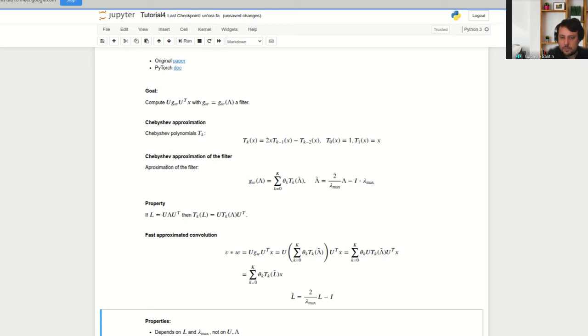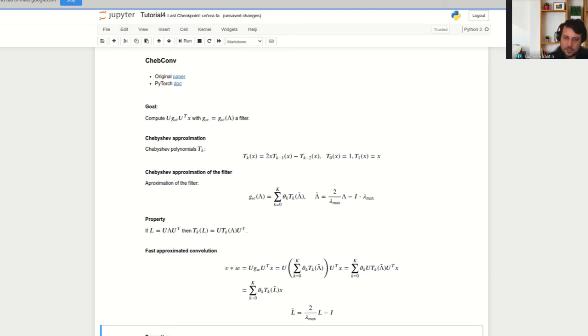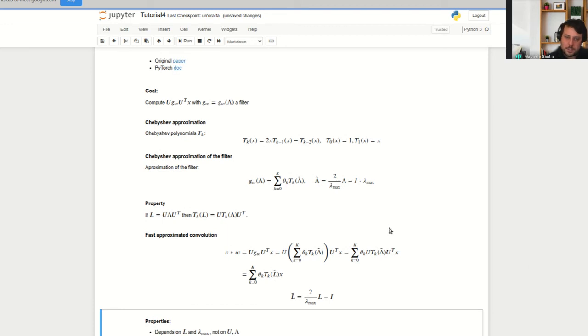Okay, which means that if you want to compute this convolution on a node, you just need to know the Laplacian locally around the node up to the kth order neighbor. Okay, so this is a very local operation. And indeed, we had the theoretical definition of this convolutional operation, and then introducing this Chebyshev approximation, we can have a local approximation of that.